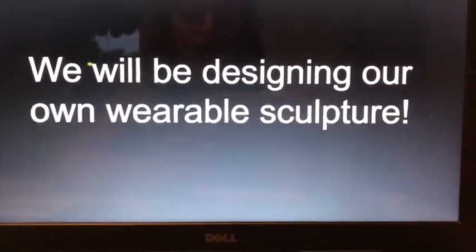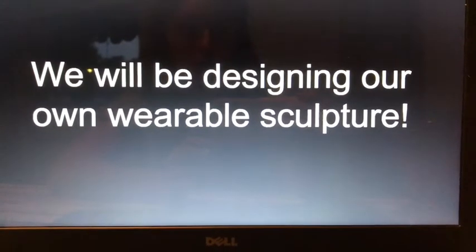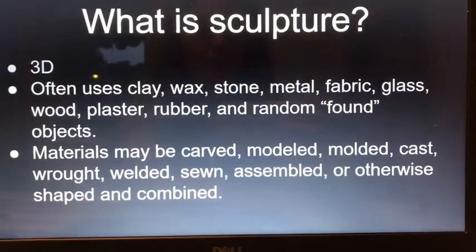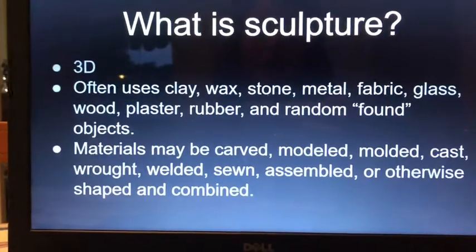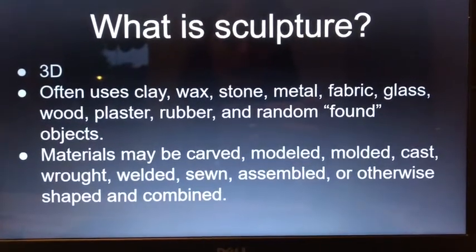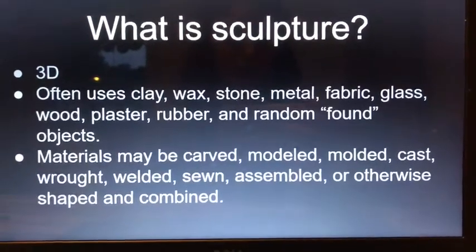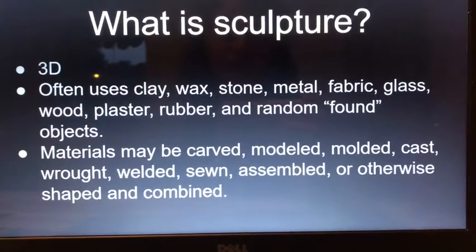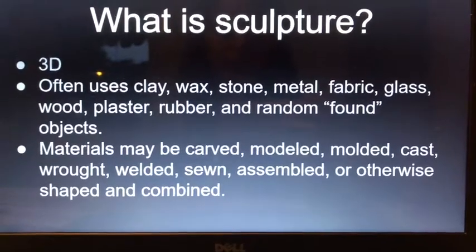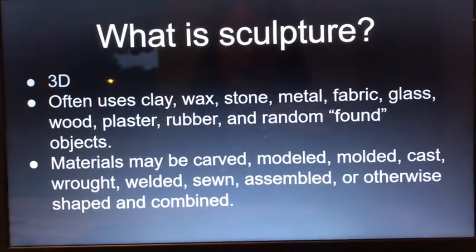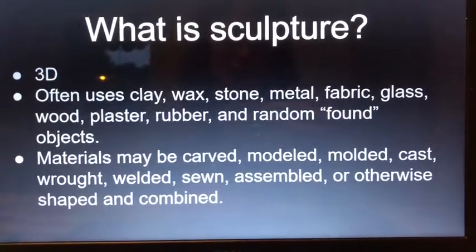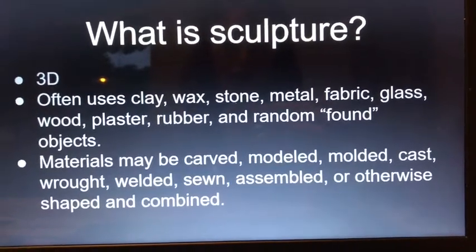So today, in honor of Nick Cave and his groundbreaking work, we will also be designing our own wearable sculptures. So, what is sculpture? I have listed here that it is 3D, and I have listed some of the materials that you can typically make a sculpture out of. So it includes clay, wax, fabric, plaster, rubber, but in particular it includes found objects. If we were in person, I would ask you all to raise your hands and tell me what you think a found object is. But because we're apart, I'm going to show you some found objects that I could work with in my own home.